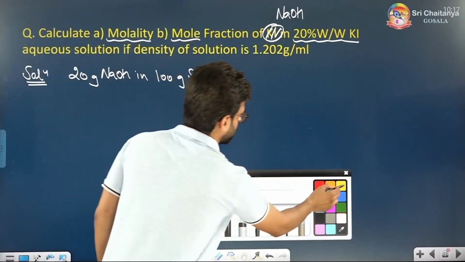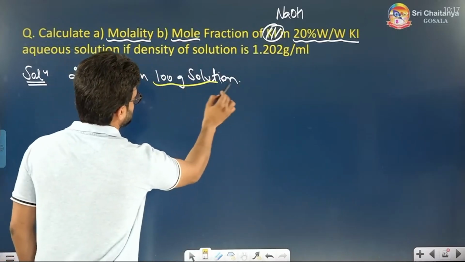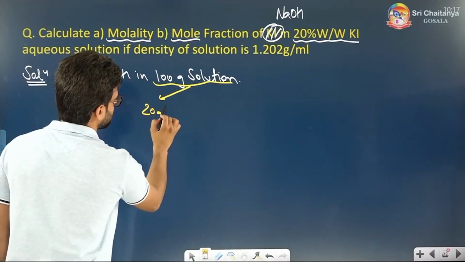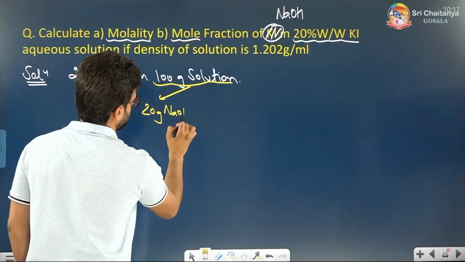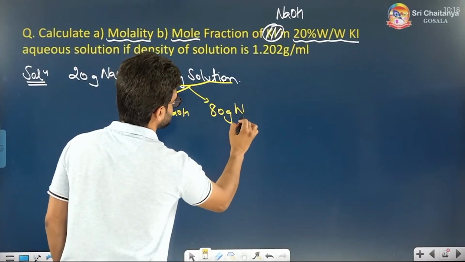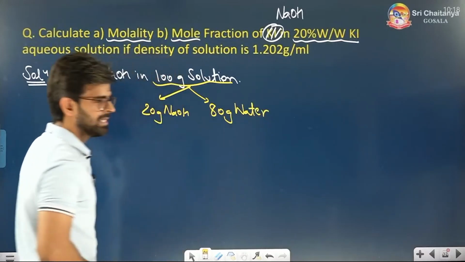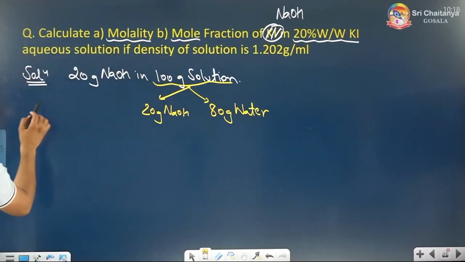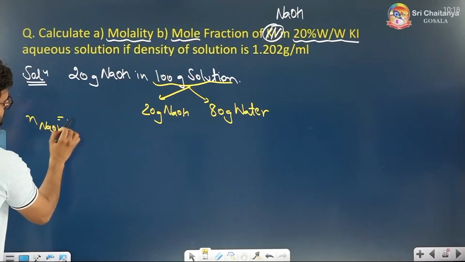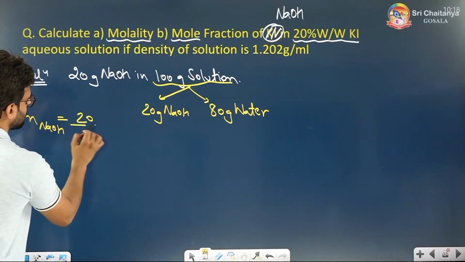So what is coming from here? It means this solution has 20 gram NaOH plus what? 80 gram water. Right? If I want to find the moles of NaOH, how much coming? Moles of NaOH. 20 divided by how much? 40.